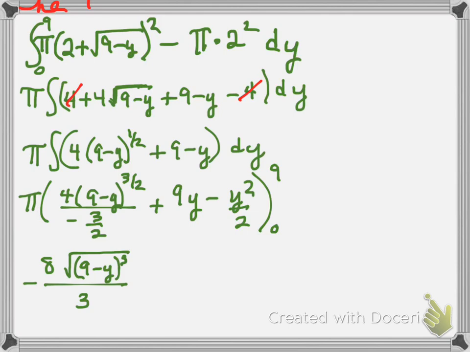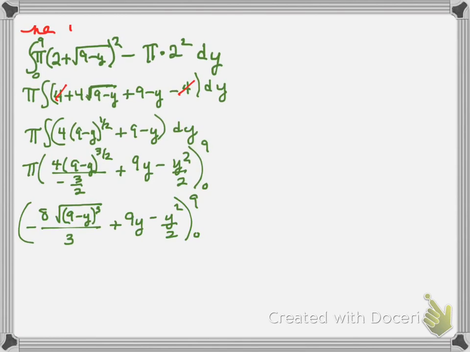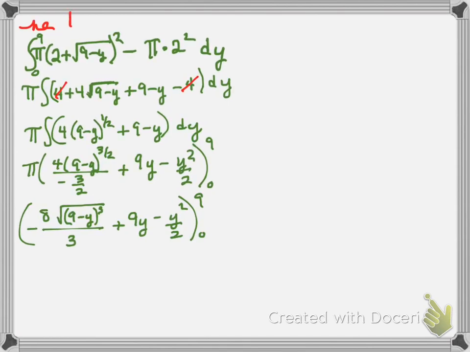All right, so I also have a 9y and a minus y squared over 2. And I need to plug in from 0 to 9. All right, so when I plug in the 9, I'm going to get 9 minus 9, which is a 0, which is going to wipe out this whole term. Plug a 9 in here, and I'm going to get an 81. Plug a 9 in here, and I'm going to get 81 halves.